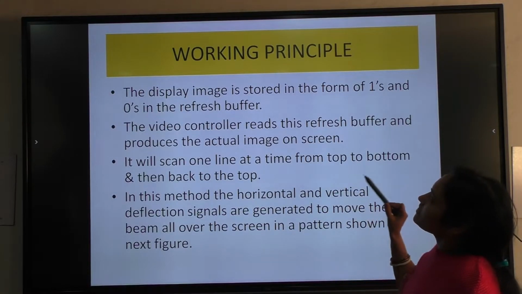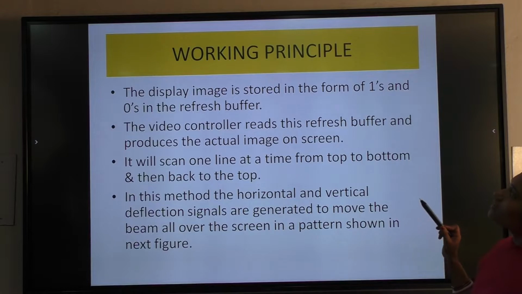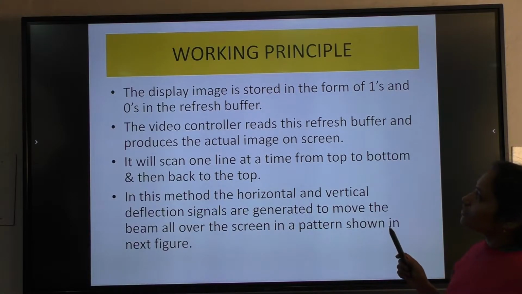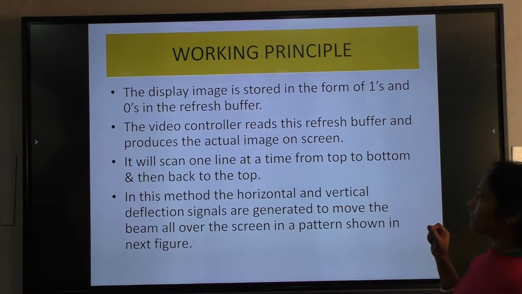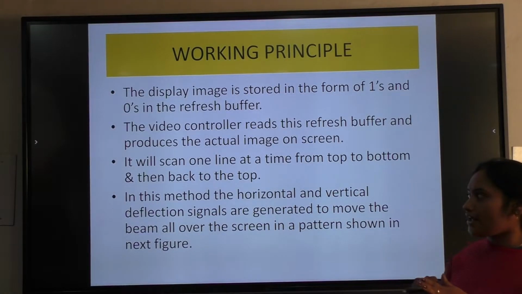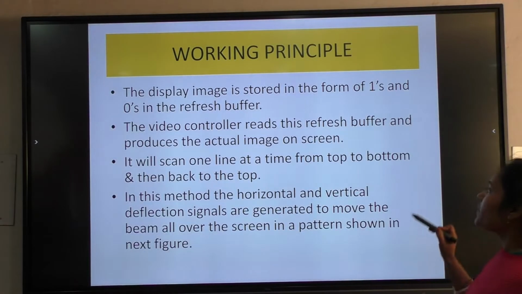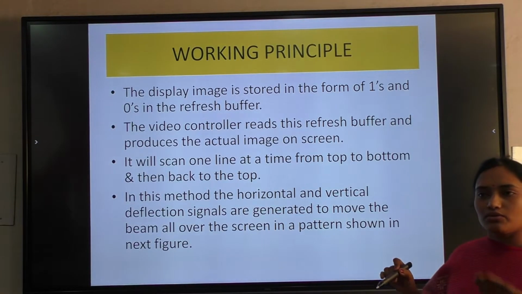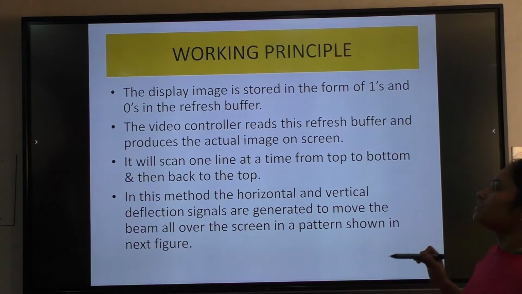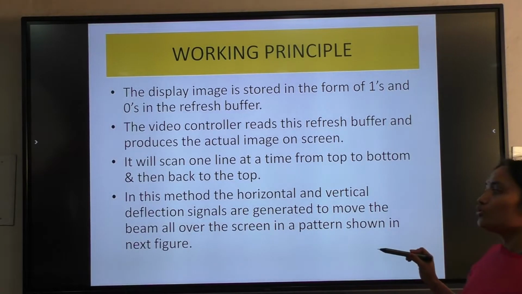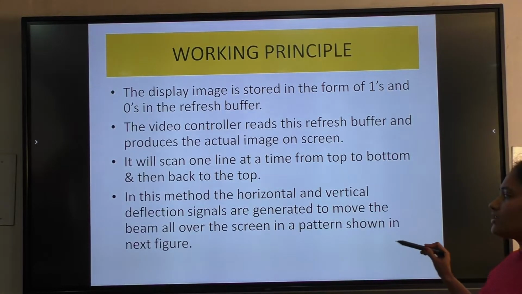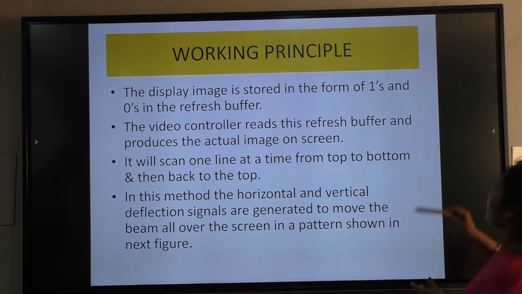The display image is stored in binary form, which is your 1s and 0s, in the refresh buffer. The video controller reads this refresh buffer and produces the actual image on the screen. It will scan one line at a time, from top to bottom and then back to the top. In this method, the horizontal and vertical deflection signals are generated to move the beam all over the screen in the pattern shown in the next figure.